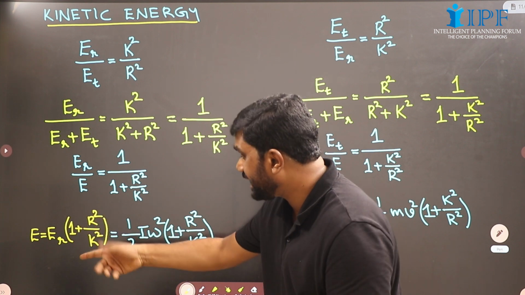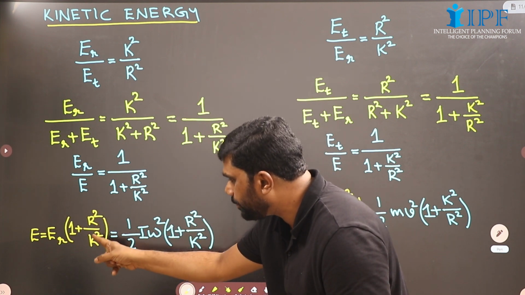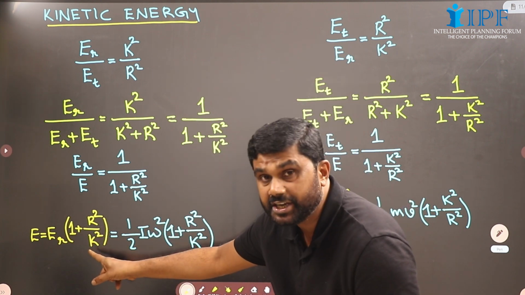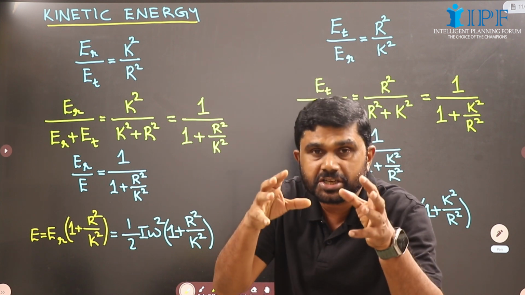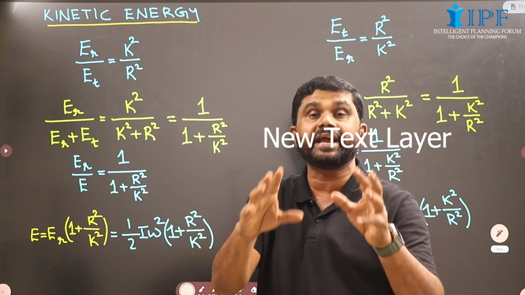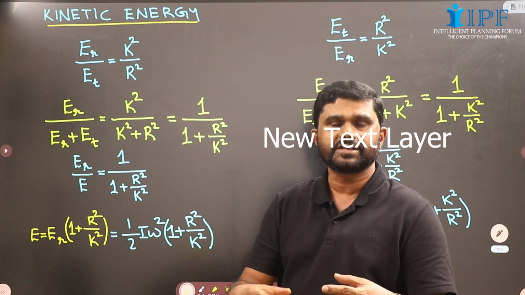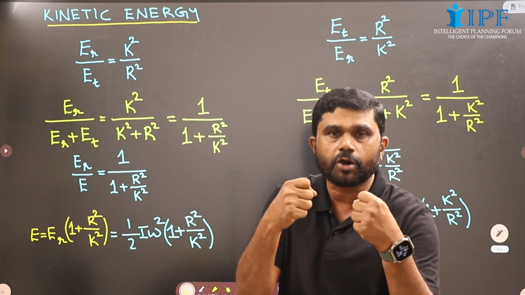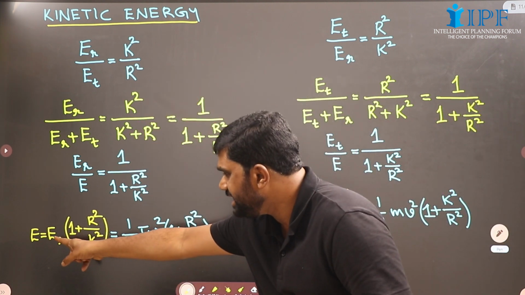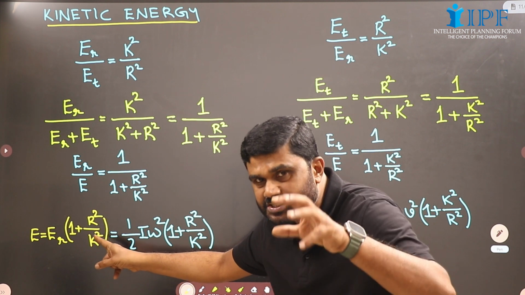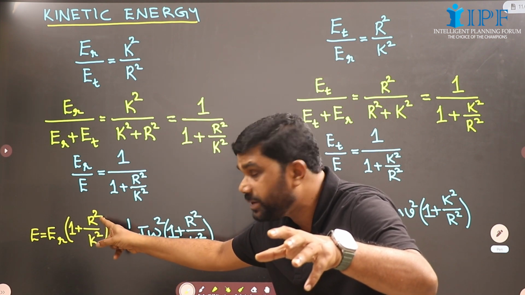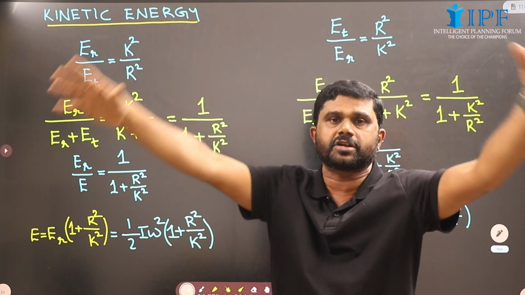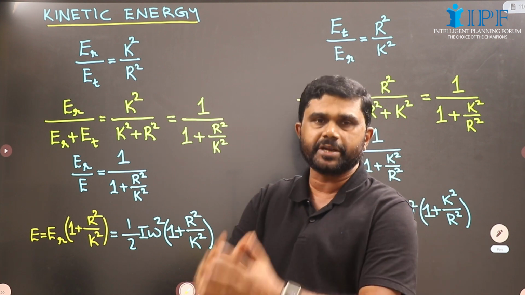So here the second term is ER into R square by K square. What we are doing is, this rotational kinetic energy will be divided by K square. When rotational kinetic energy is divided by K square, it gets normalized, means we remove the flavor and it becomes kinetic energy without any flavor. After that, it is multiplied by R square, means we are providing the flavor of translational kinetic energy. The second term should be translational.